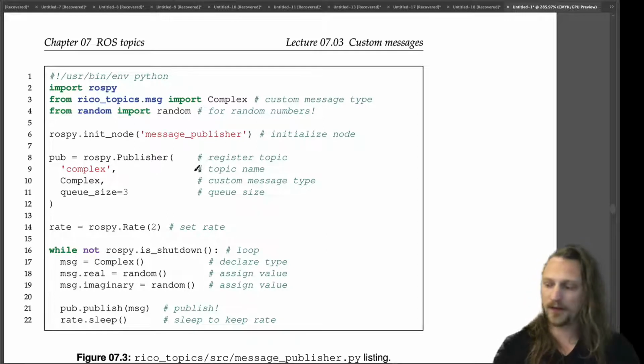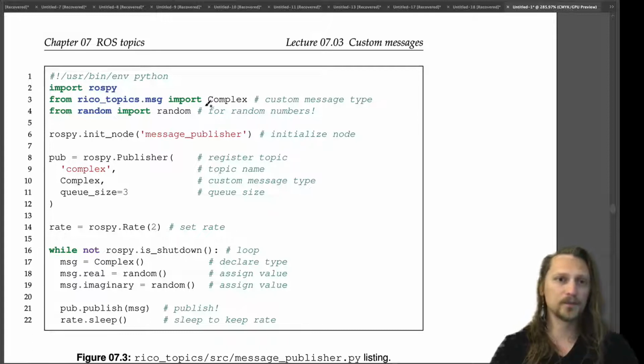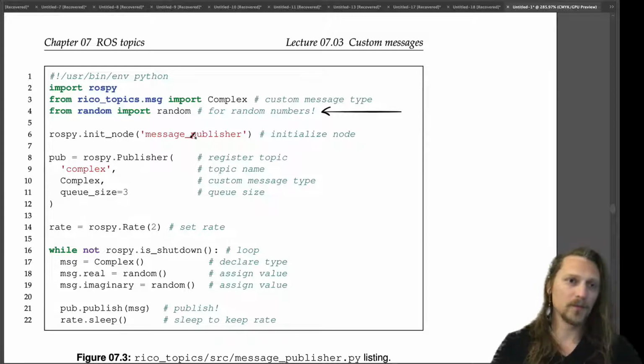Some usual stuff at the top of it here. rospy. Notice that we have to import our custom message type into the Python file. So this comes from our rospy_topics package, the .msg directory in it, and we import Complex. And we're also going to print out random numbers, random complex numbers in this example. So we're going to import random, the random package as well for Python.